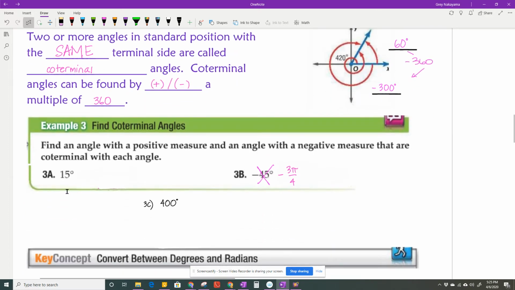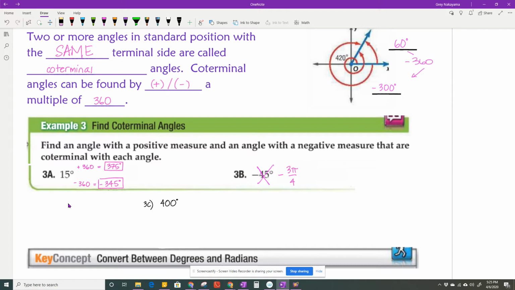Okay, so again, that was examples of how to find them. Here are some more of them. It says find a positive measure and an angle with a negative measure that are coterminal. So coterminal means they're going to differ by a multiple of 360 degrees. What you have to pay attention to in the directions is whether I'm asking for a positive one or a negative one. This one I have to do both. To get a positive one, I'm going to add 360. So 15 plus 360 is 375 degrees. 15 minus 360 is negative 345 degrees.